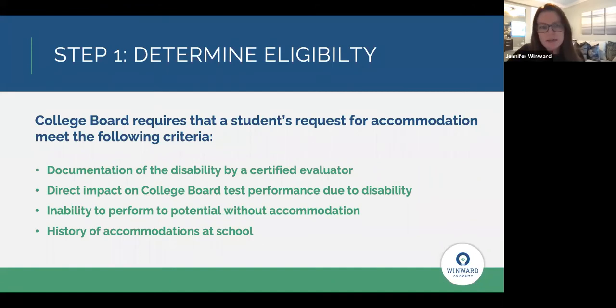Just like ACT, College Board likes to see a history of the accommodations at school. In fact, if you get an accommodation at your school, you're pretty much locked and guaranteed that SAT is going to do the exact same thing that your school does. ACT tends to be a little bit more picky when it comes to that, but College Board tends to be pretty consistent. If you get time and a half at school, you're going to get time and a half on your SAT.